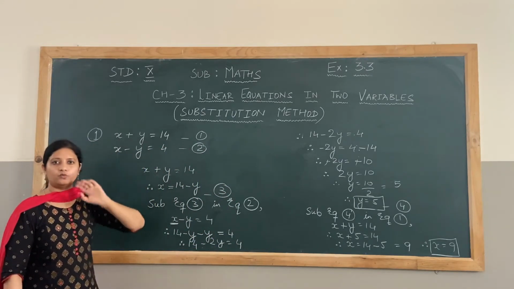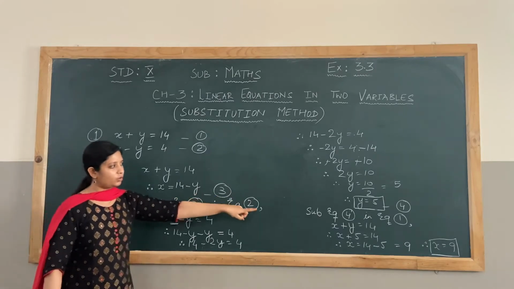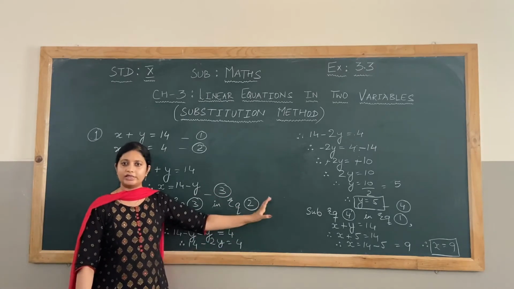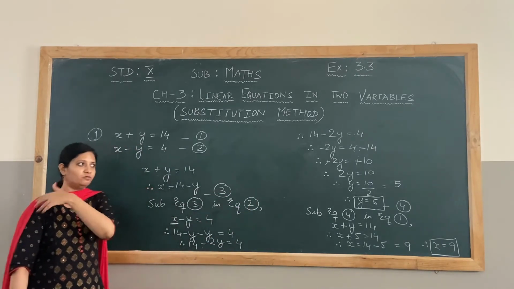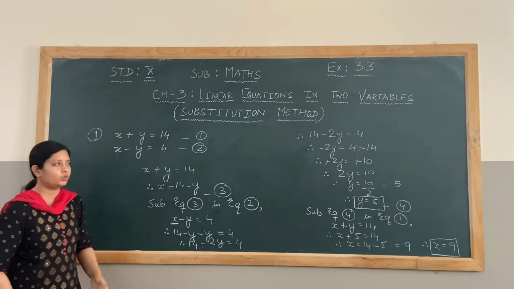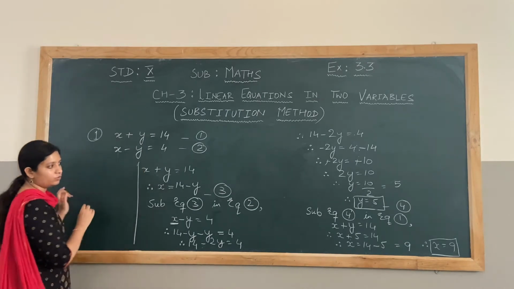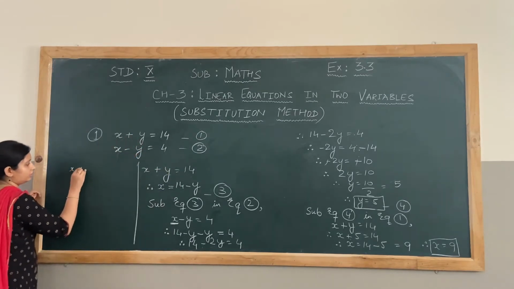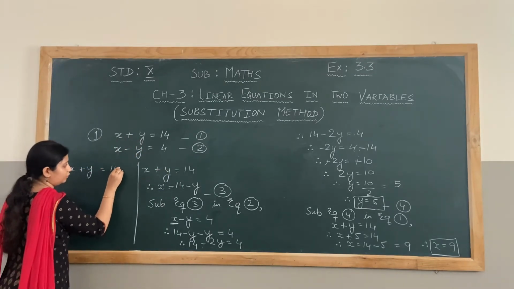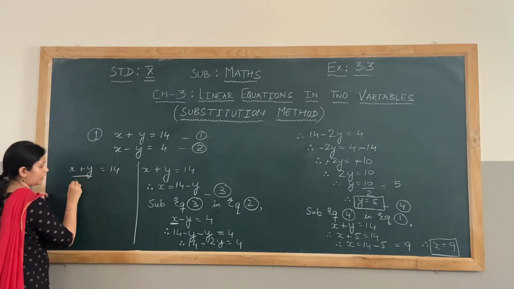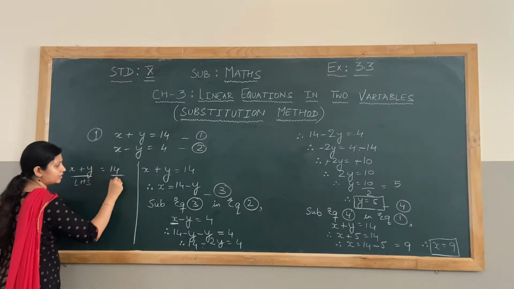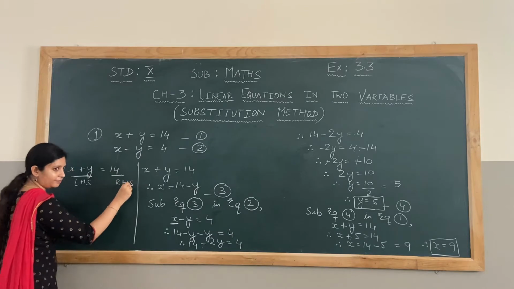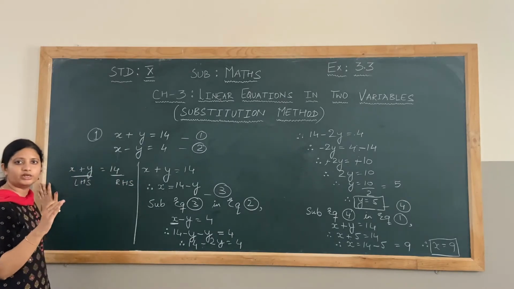Now, in the exam, you are going to only find these values: what is the value of x and what is the value of y. But in case you want to verify, then what do you do? Substitute those values. See, this is your first equation, x plus y is equal to 14. This side is called LHS and this side is called RHS. We will verify. This verification you can do even orally.